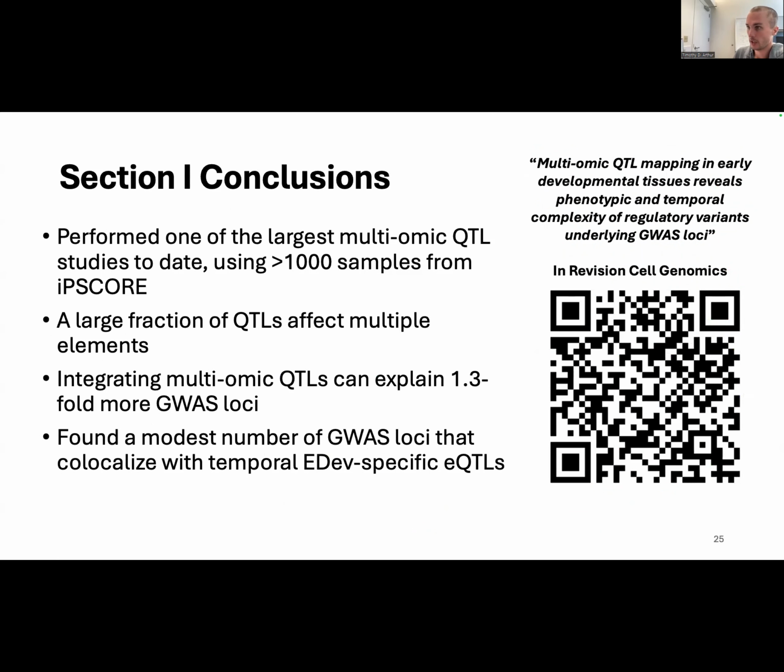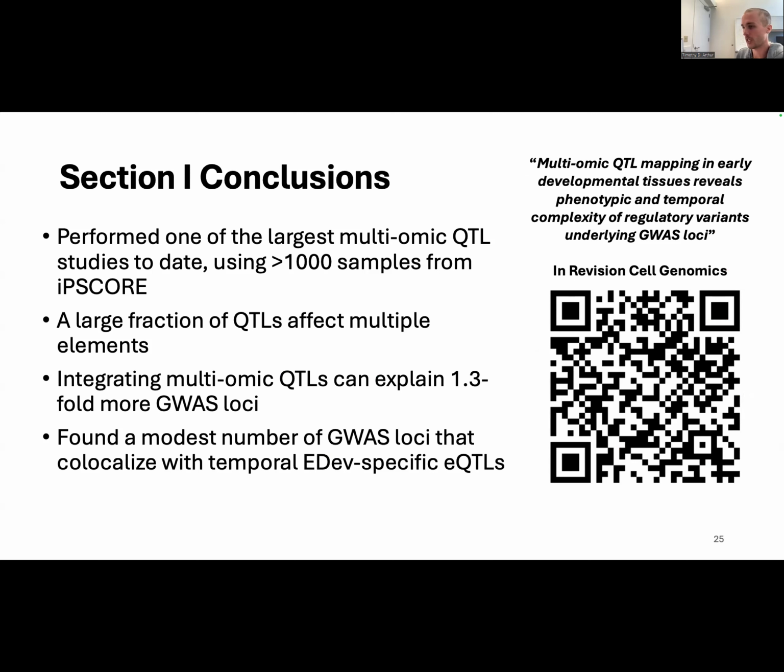So to conclude the first section, this is one of the largest multi-omic QTL studies to date with paired molecular samples. We used over 1,000 samples from iPSCORE to do this analysis. And we showed that a large fraction of QTLs affect multiple elements. And we also demonstrate that integrating multi-omic QTLs can help explain more GWAS loci.